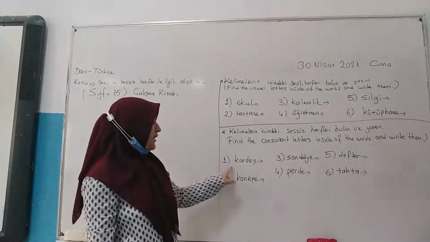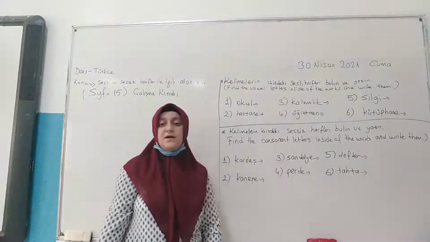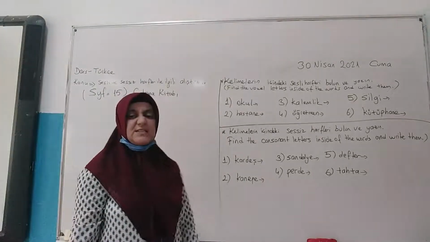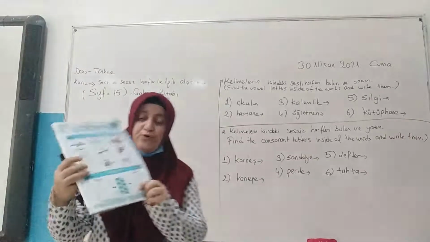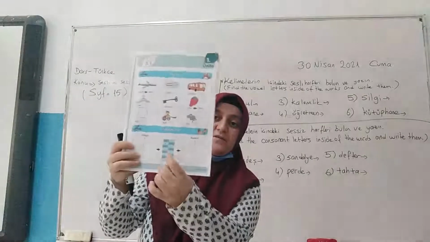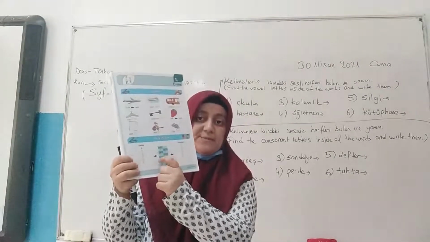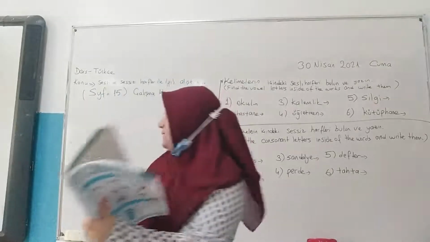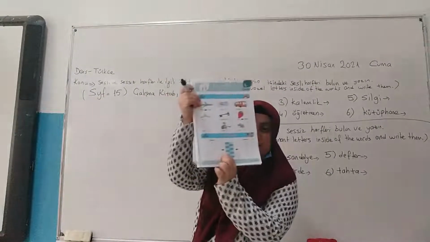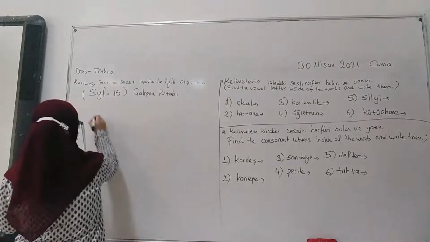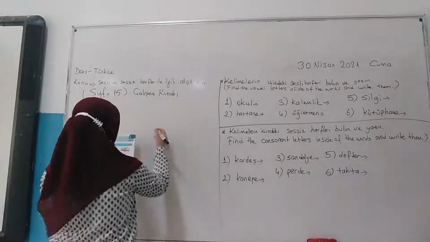Okay? We have kardeş, kanepe, sandalye, perde, defter ve tahta. You again have 6 words for this activity. Now I will give one activity from your activity book. We have one activity related to this subject, so I want to write it on the board and explain it. Okay? Page 15 in your activity book. The second activity. They have done one table as I did. Okay?